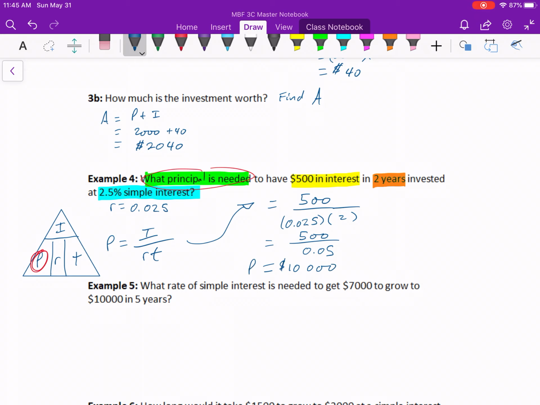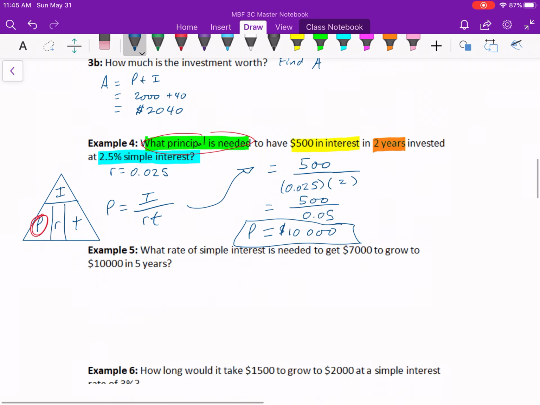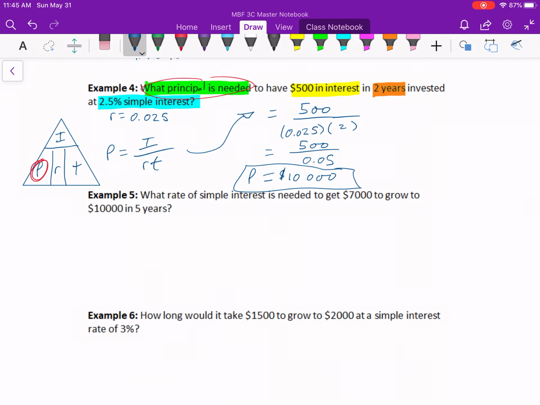So you need to have $10,000 principal. You have to put $10,000 into your investment, and if you do, you'll get $500 interest if the interest rate was 2.5%. What rate of interest is needed to get 7,000 to grow to 10,000 in 5 years?